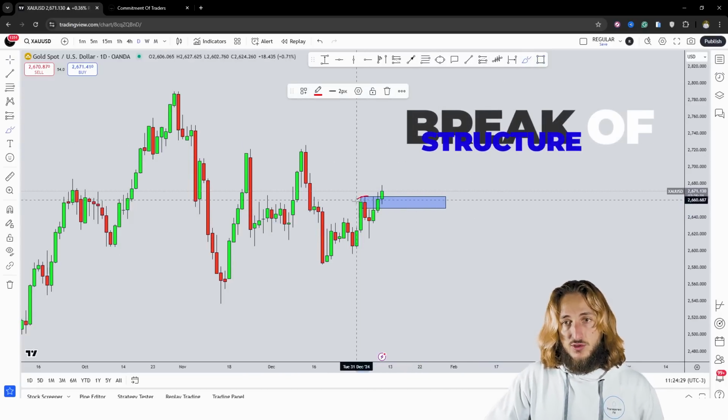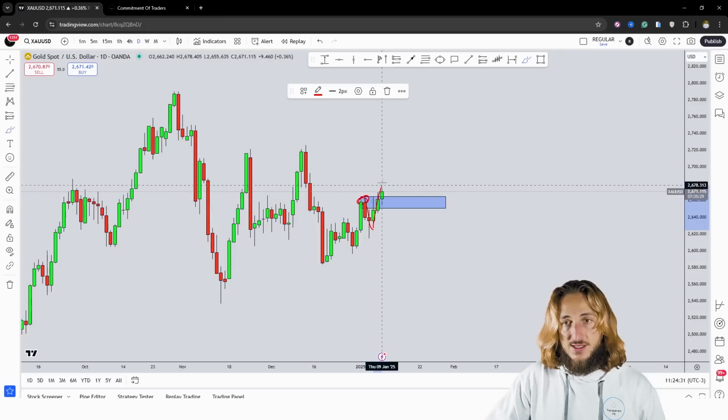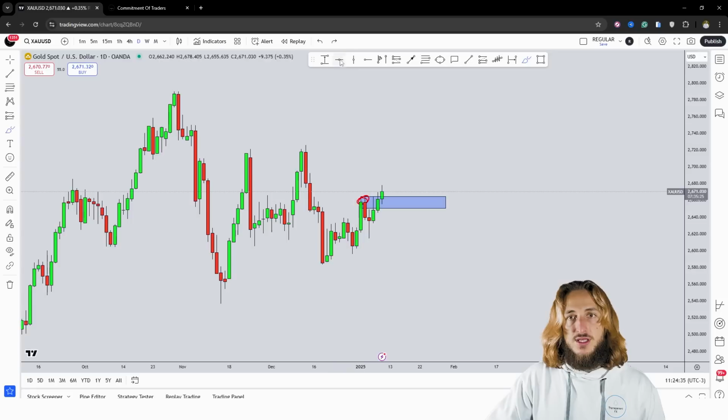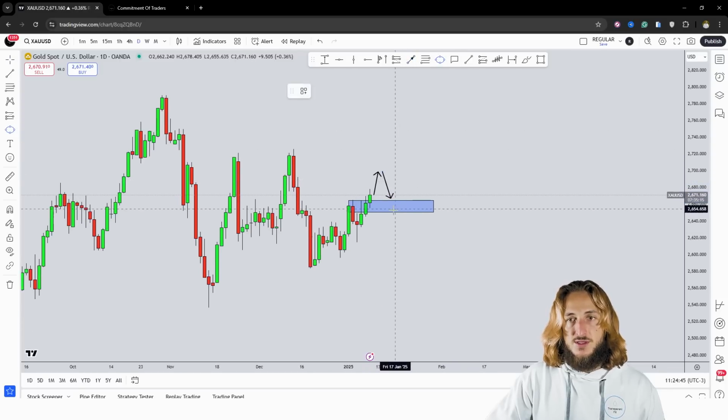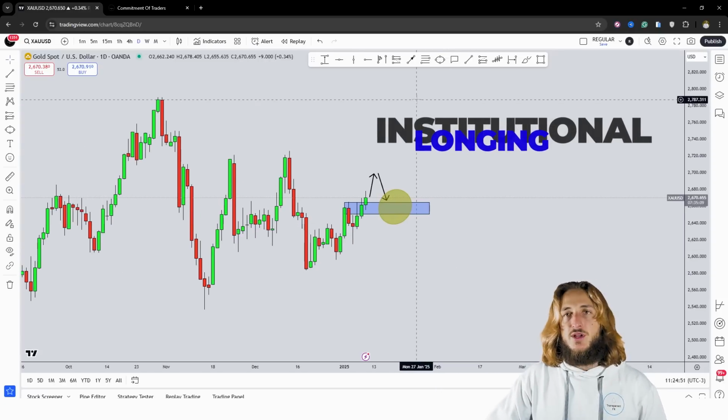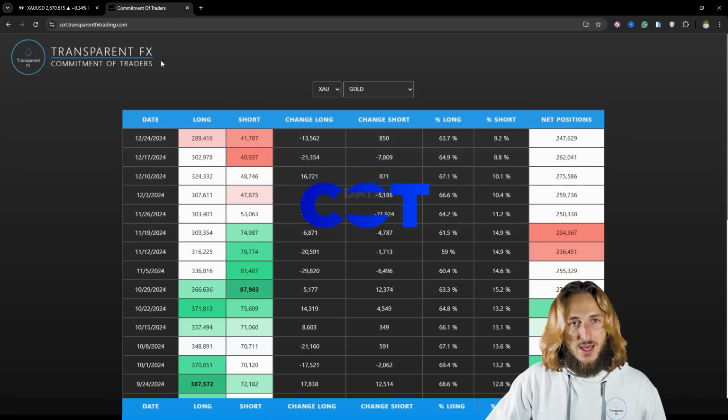This level is currently acting as previous daily resistance, and if the market successfully breaks it to the upside, at that point this previous resistance will become support here. So if the market manages to break above this level and retest the previous resistance turned support, this is where there is a good probability of seeing more institutional longing.